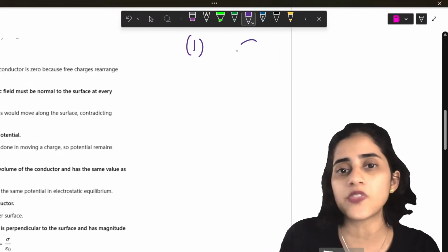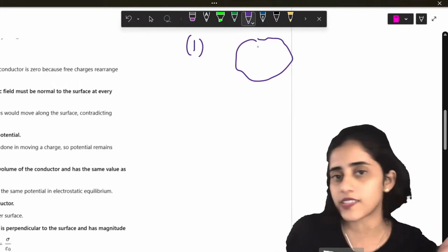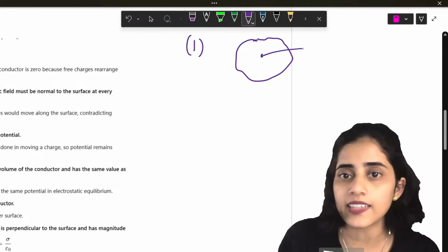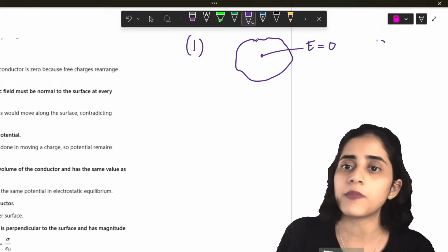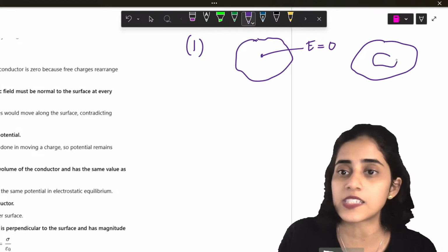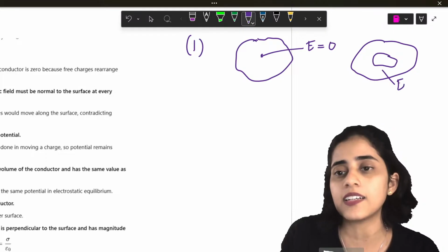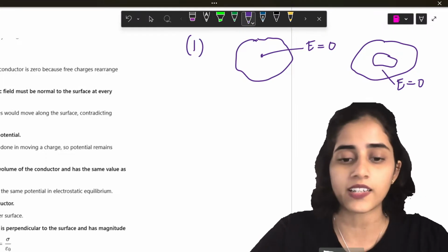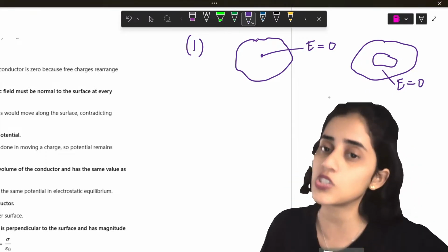So that means if you have a conductor, numbers are there, so you can just refer. If you have a conductor, inside the conductor, the electric field is zero. Now imagine you have a conductor which has a space in between. Here also, inside the conductor, electric field is zero. So that is the first rule of a conductor. Inside the conductor, the electric field should be zero.